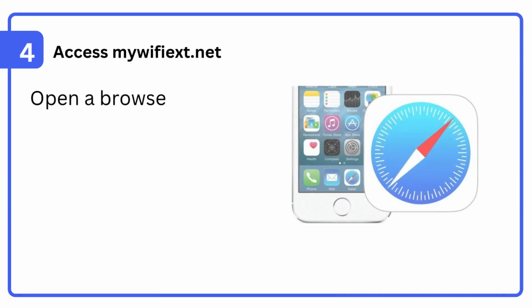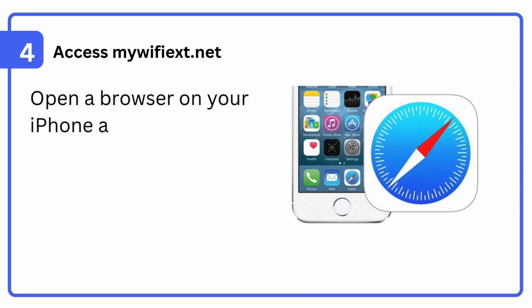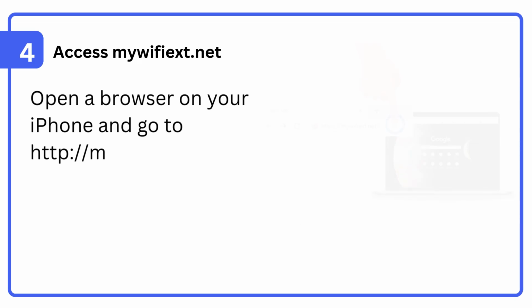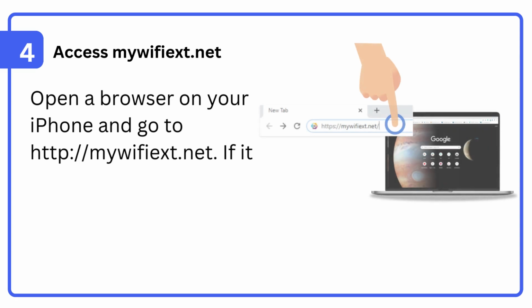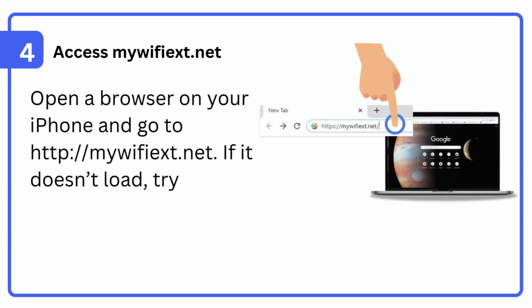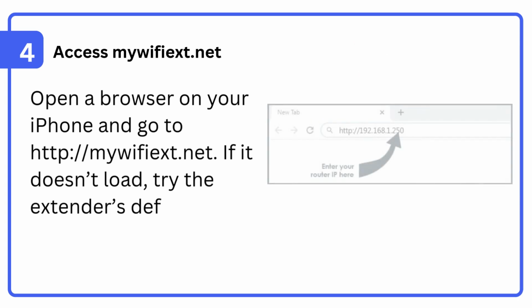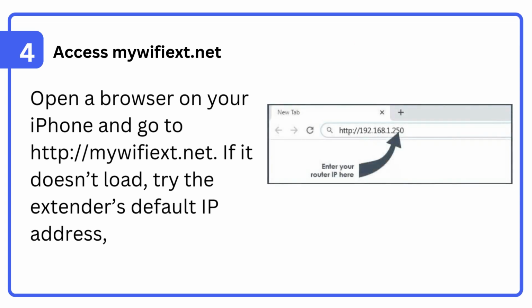4. Access Mywifiext.net. Open a browser on your iPhone and go to http://mywifiext.net. If it doesn't load, try the extender's default IP address, like 192.168.1.250.